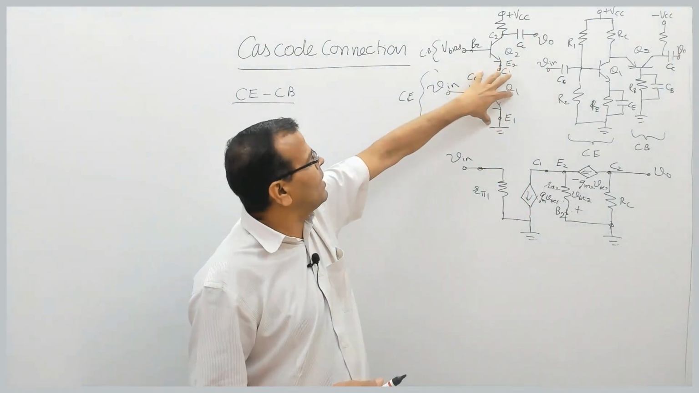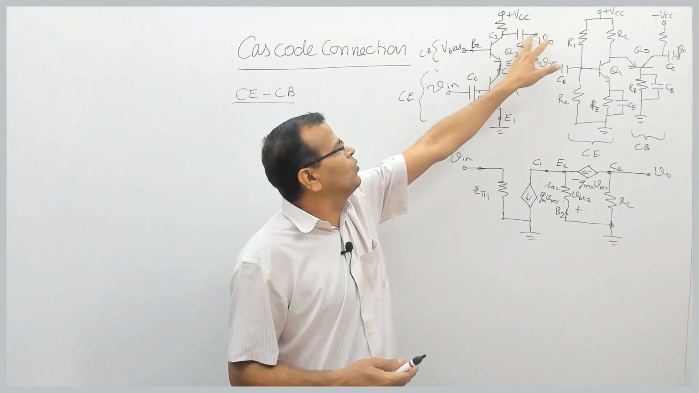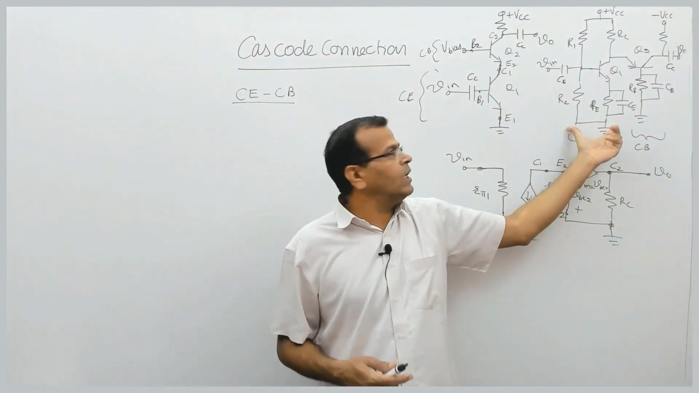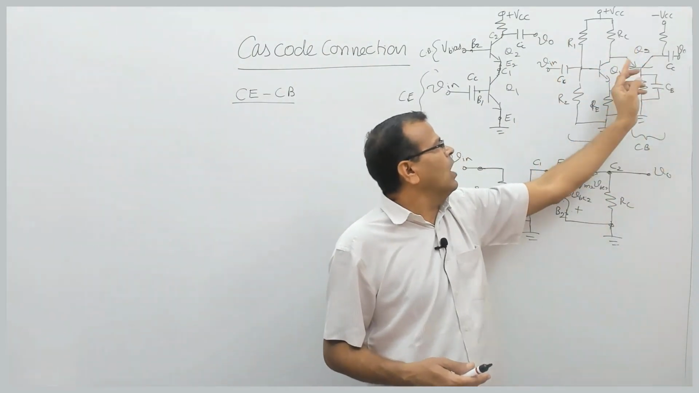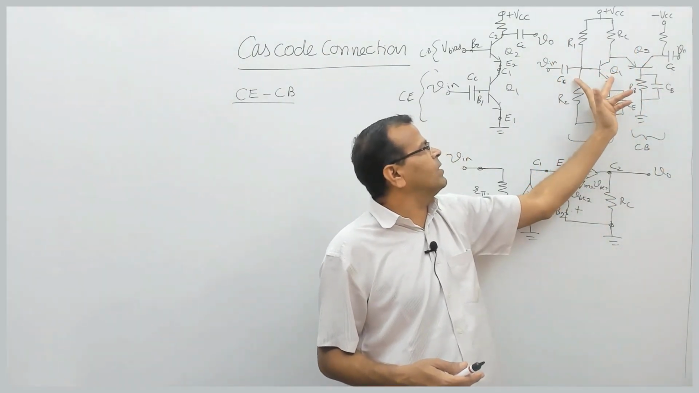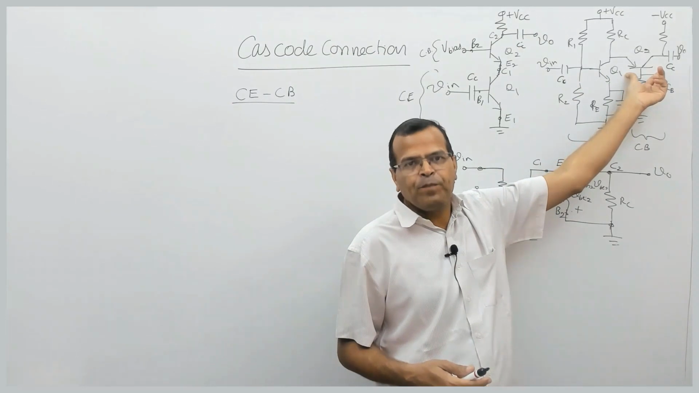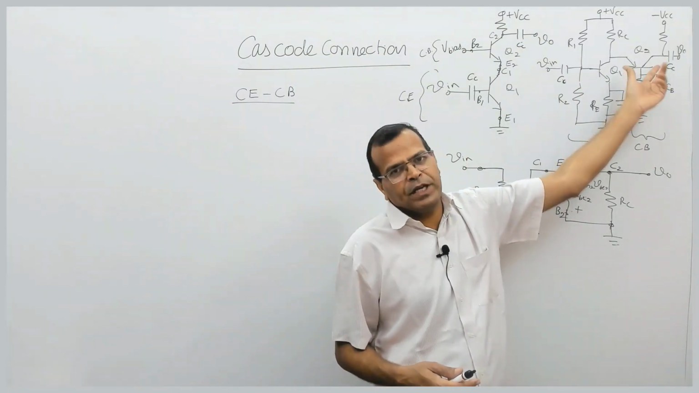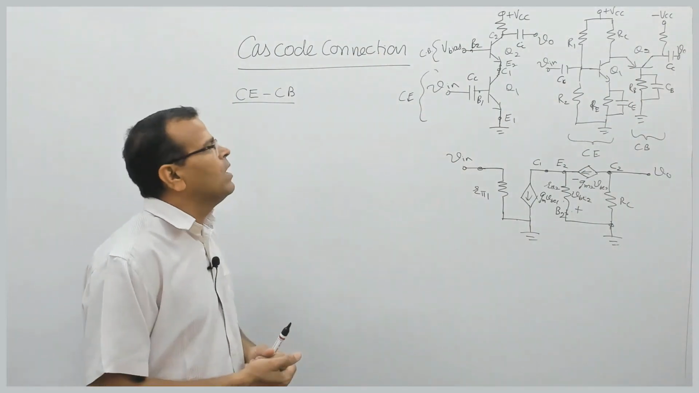So this is the common emitter configuration, this is the common base configuration, and you are taking output from the common base. From this circuit it is very much clear. The first stage is the common emitter stage using an NPN transistor, and the second stage is the common base configuration using a PNP transistor. Both are actually similar in operation.